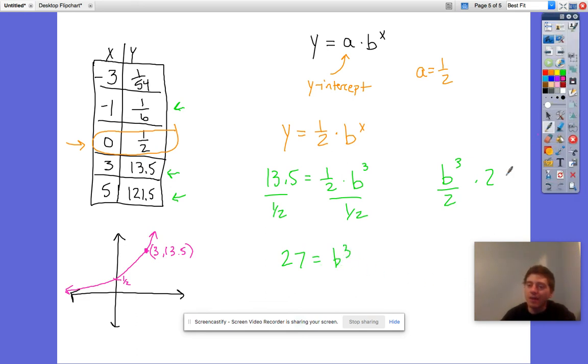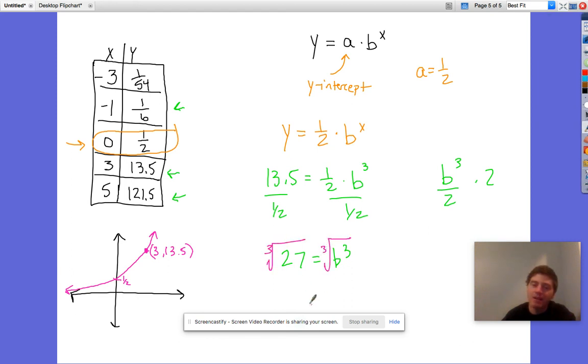Okay, and now we know that we can take the third root of both sides. And luckily, I know this one. Don't have to throw it in a calculator. That is 3, right? B is 3. 3 times 3 is 9 times 3 is 27. So b is 3, and there you go. There's your equation. Y equals 1/2 times 3 to the x.